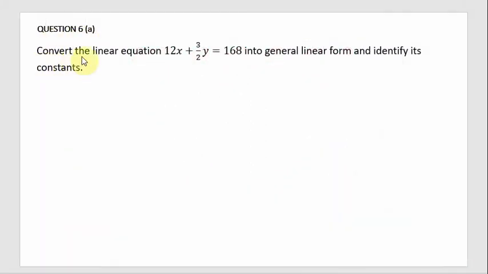Question 6. Convert the linear equation 12x plus 3 over 2y equals 268 into general linear form and identify its constant. Okay, so now, what is general linear form? General linear form is ax plus by plus c equals 0, where a, b, and c are integers.